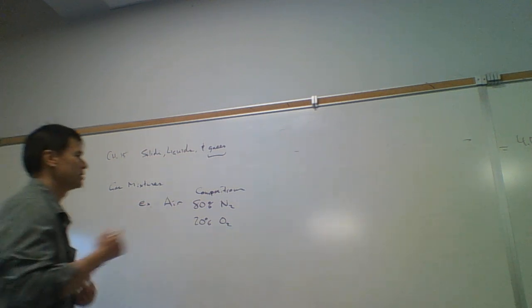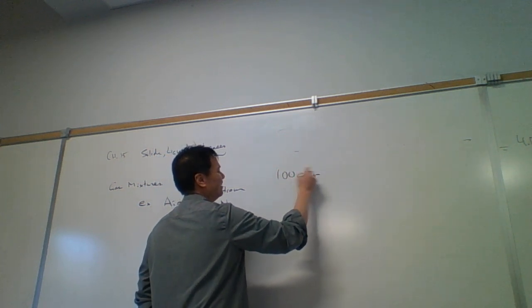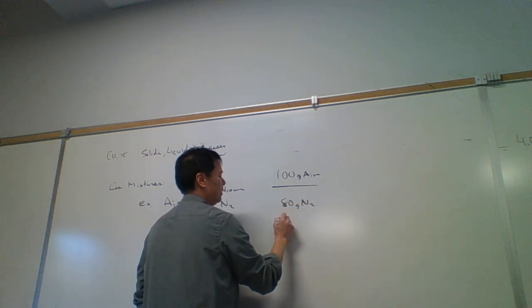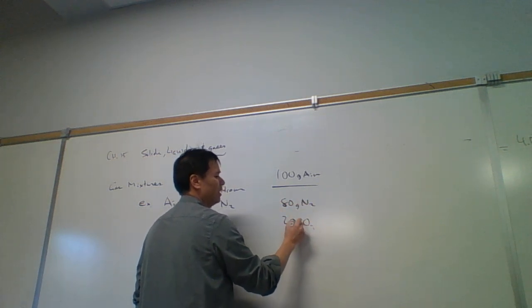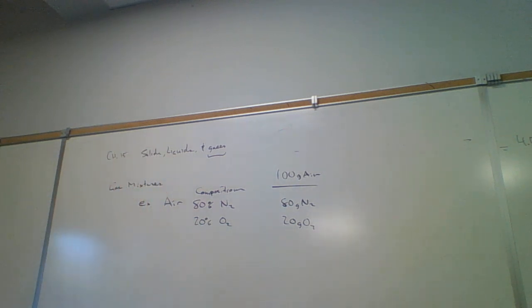In other words, let's just take a 100 gram sample. If I have 100 grams of air, then that would mean I have 80 grams of nitrogen and 20 grams of oxygen. Is that correct? Normally, yeah, that would be correct. But for gases, we don't usually do a weight percent or a mass percent. For gases, we typically do a molecule or mole percent. And so this is actually wrong.